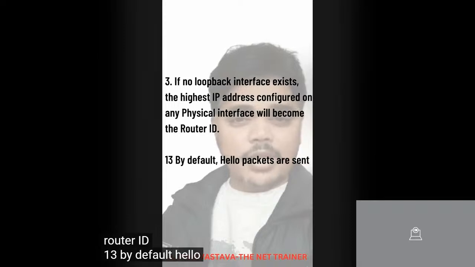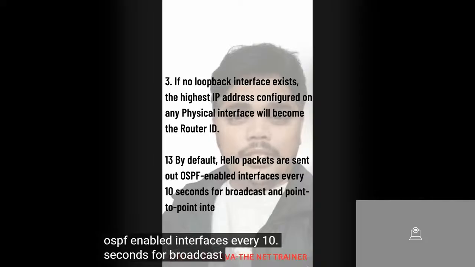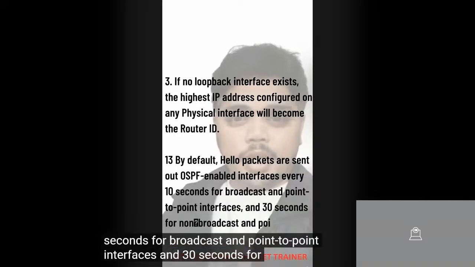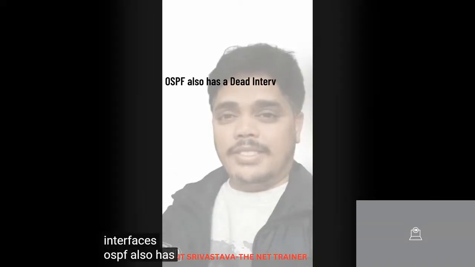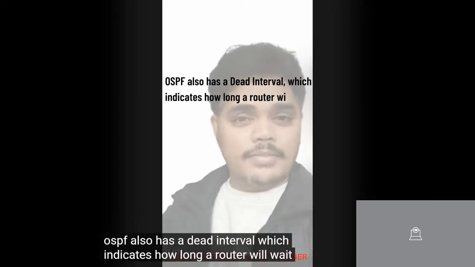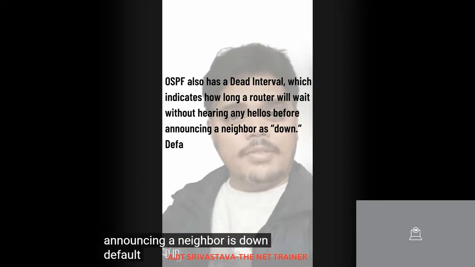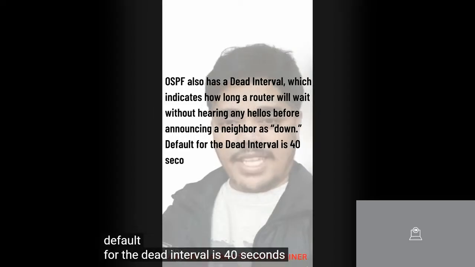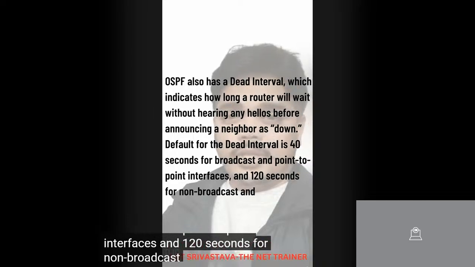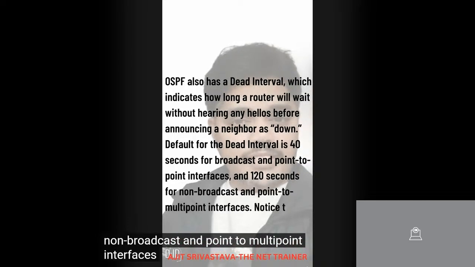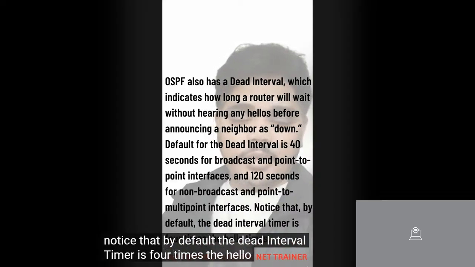13. By default, hello packets are sent out OSPF-enabled interfaces every 10 seconds for broadcast and point-to-point interfaces, and 30 seconds for non-broadcast and point-to-multipoint interfaces. OSPF also has a dead interval, which indicates how long a router will wait without hearing any hellos before declaring a neighbor down. The default for the dead interval is 40 seconds for broadcast and point-to-point interfaces, and 120 seconds for non-broadcast and point-to-multipoint interfaces. Notice that, by default, the dead interval timer is 4 times the hello timer.